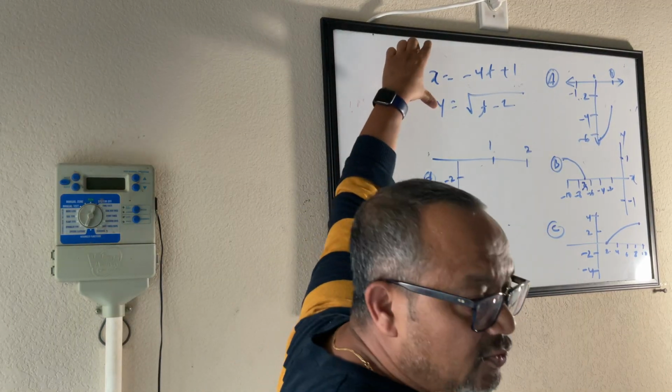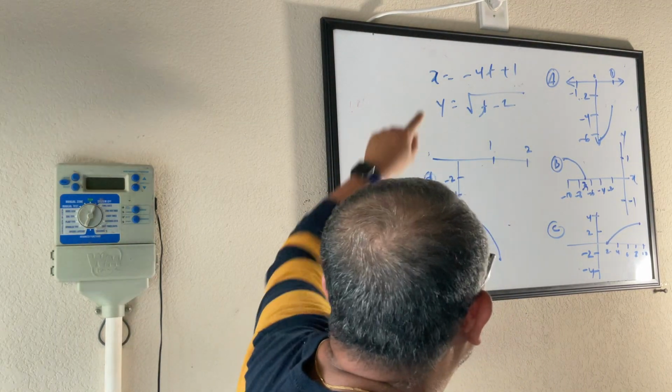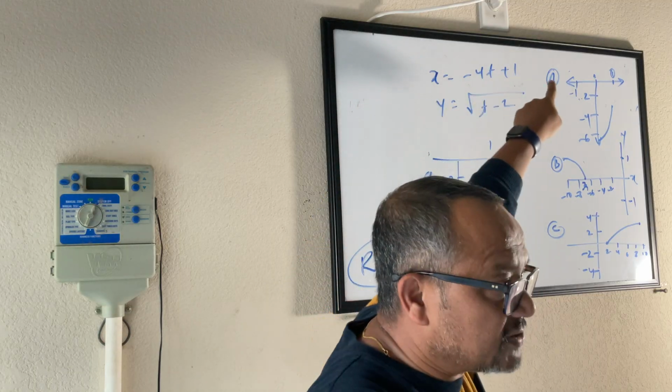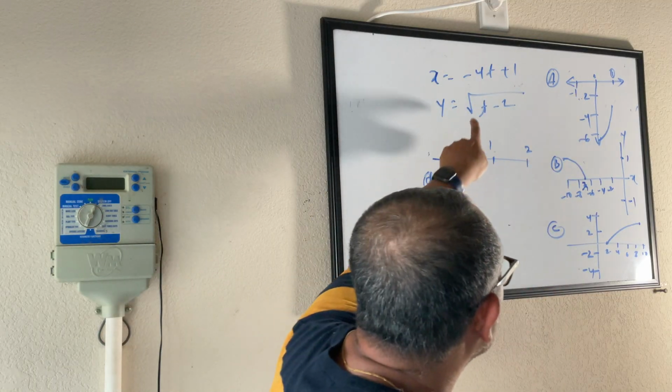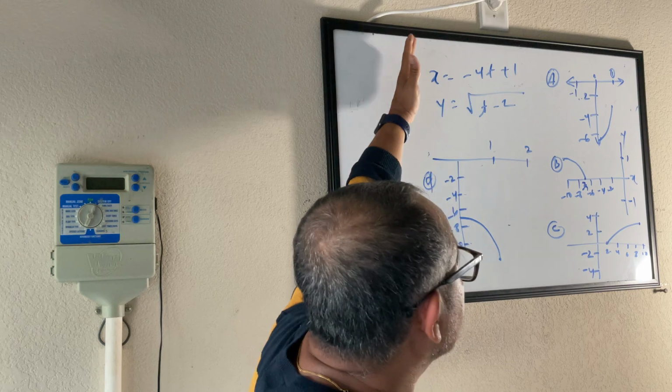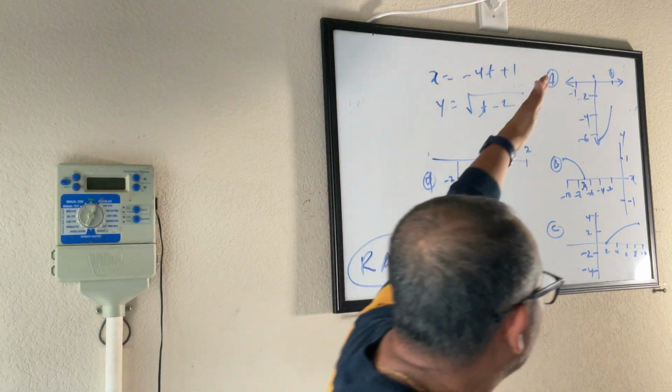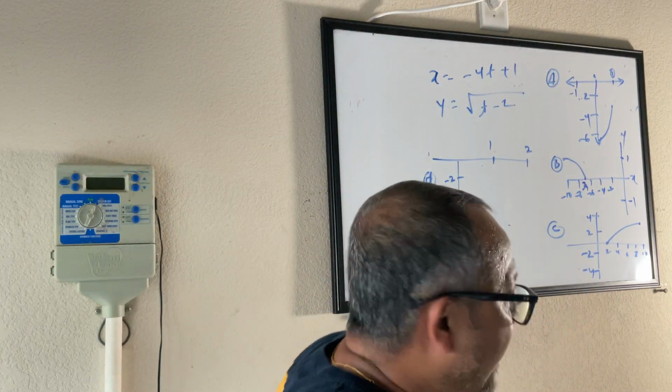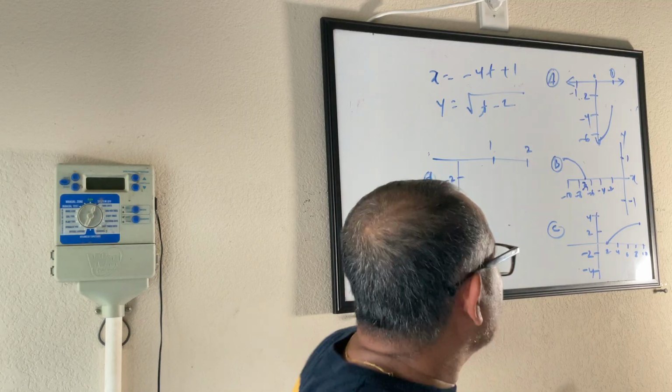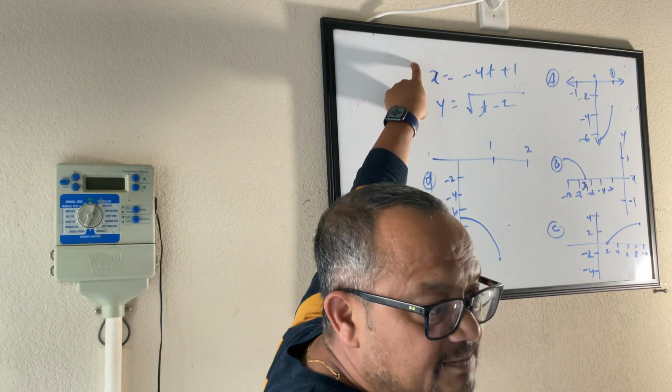Here we have two parametric equations given. X equals -4t plus 1, y equals square root of t minus 2. There are two equations given, and we have been given four graphs, and we have been asked to figure out which of the graphs is representing these parametric equations.